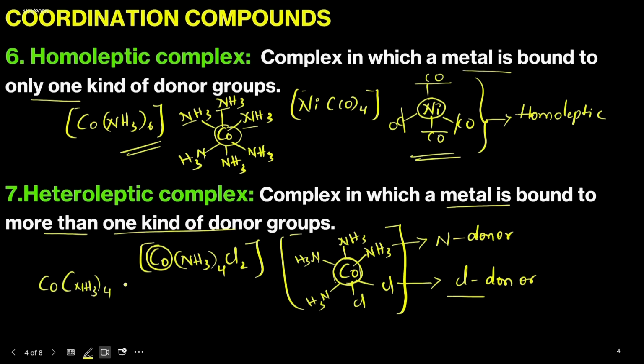Co(NH3)4(H2O)Cl. Okay, this is the coordination compound. So, cobalt is the central metal atom. In NH3, nitrogen is the donor atom. In H2O, oxygen is the donor atom. In Cl, chlorine is the donor atom. That means here the cobalt is directly attached to 3 different types of donor atoms. Therefore, it is a heteroleptic complex.